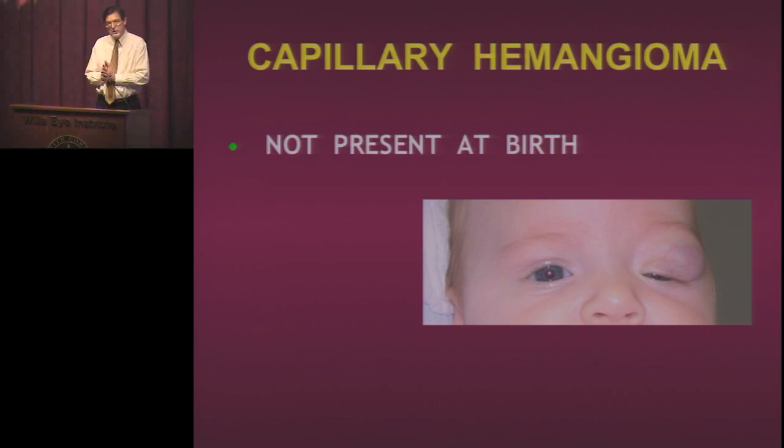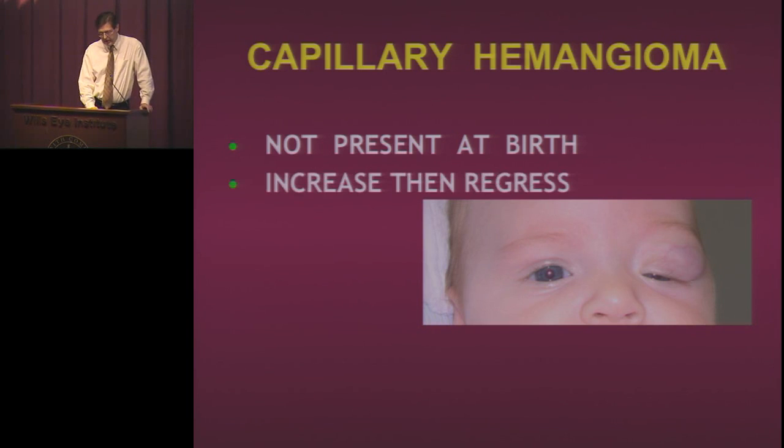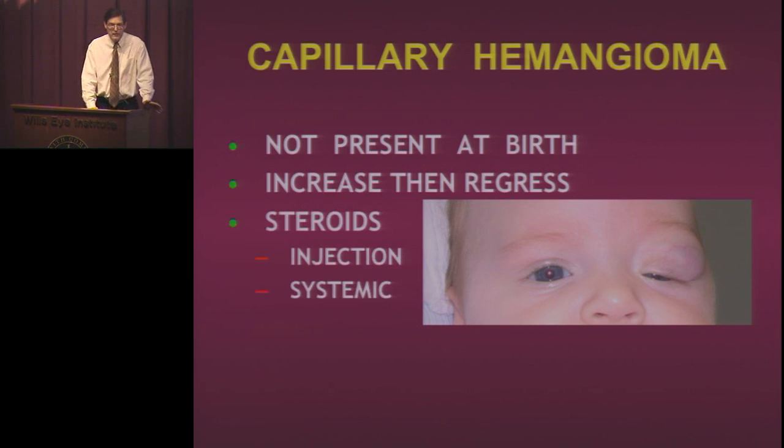Capillary hemangiomas, I don't see too many myself. These are not present at birth, but show up within a few weeks or a month. As you know, they increase in size up to about age 1 and then go away. They can be very difficult to treat. You're worried about amblyopia with these cases, of course. You don't want to do anything major if you don't have to. When I was training, and still a lot of times now, the most common treatment was injection of steroids right into the hemangioma under anesthesia.